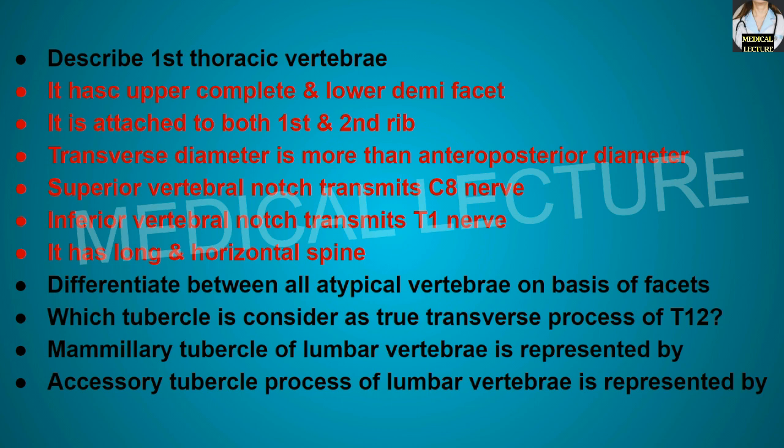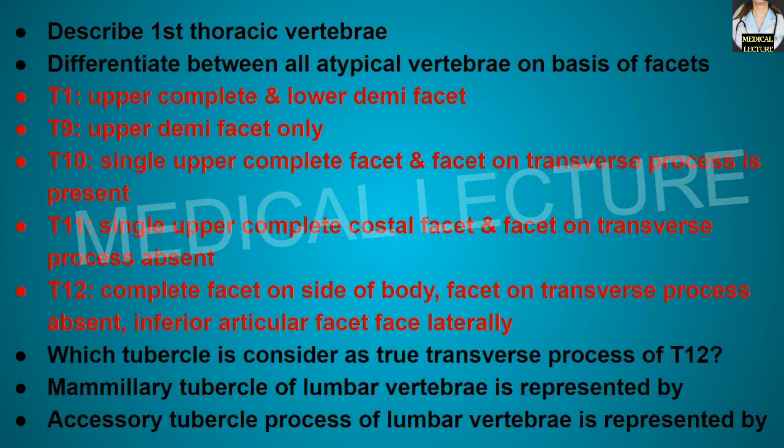Now differentiate between all atypical vertebra on the basis of their facets. First of all, the T1. The T1 has an upper complete facet and a lower demifacet. T9 has an upper demifacet only. T10 has a single upper complete facet and the facet on the transverse process is present. The T11 has a single upper complete costal facet and the facet on the transverse process is absent. T12 has a complete facet on the side of the body. Facet on the transverse process is absent and the inferior articular facet faces laterally.